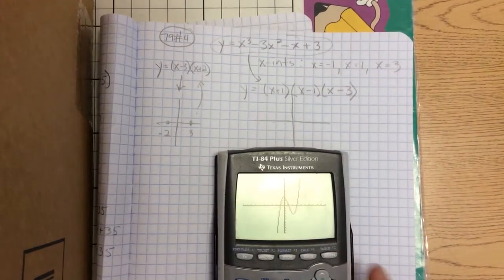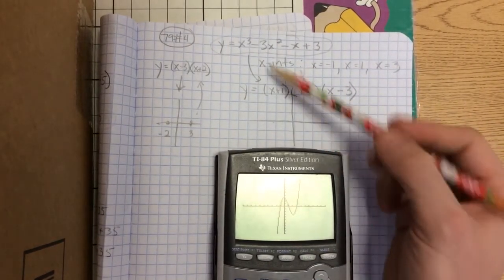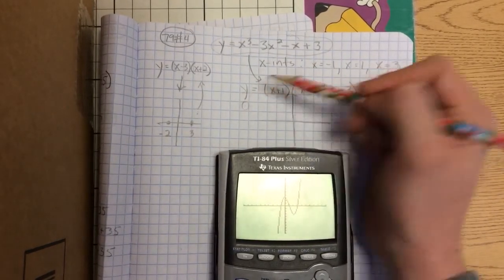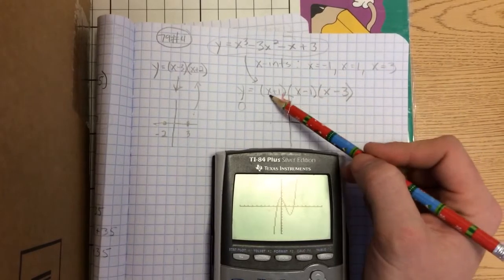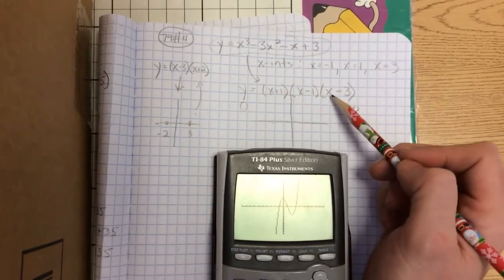Again, since the x-intercepts of the graph are -1, 1, and 3, how do you find the x-intercepts of this? Well, you set y equal to 0. And if you set y equal to 0, what values of x are going to make this equation true? Well, -1, 1, and 3.